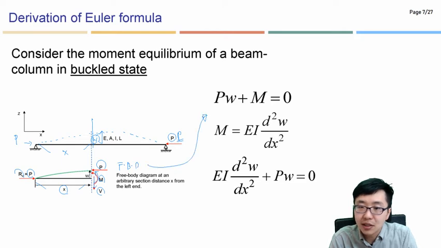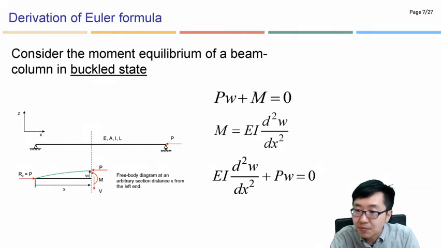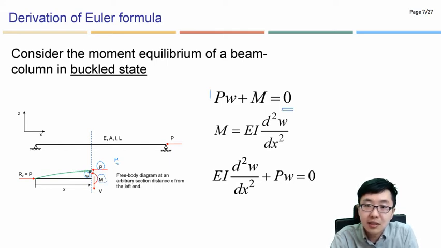Based on this, we can establish the applied force P times W. This is moment, right? The moment values should be balanced. This is equation number 1.